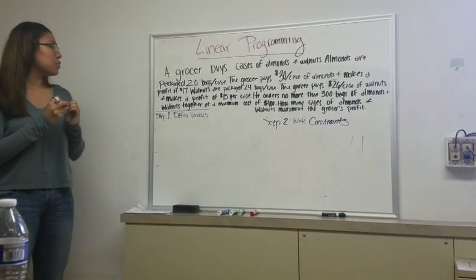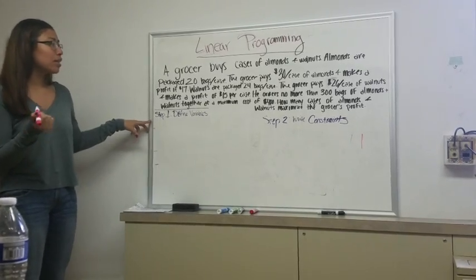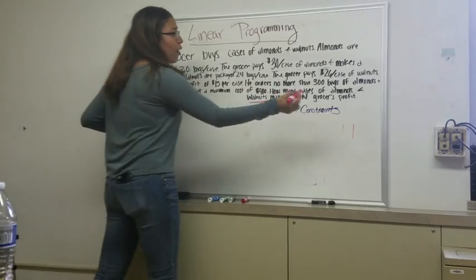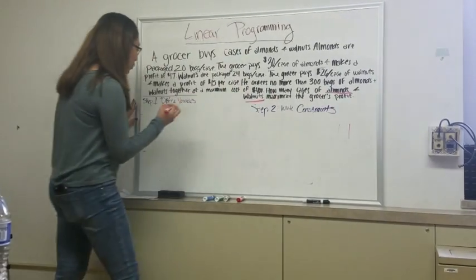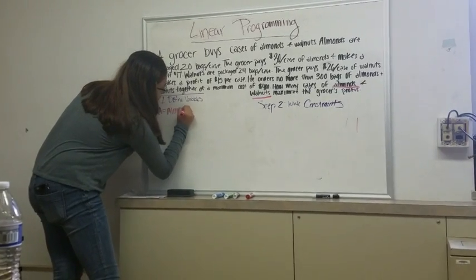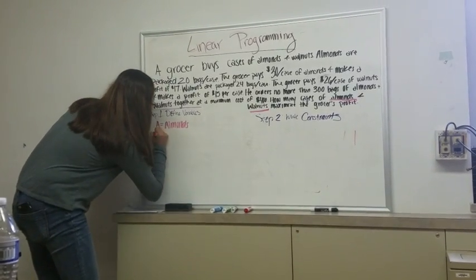Okay, so our first step is to define the variables. So our variables are walnuts and almonds. For almonds, we'll use A, and for walnuts, we'll use W.